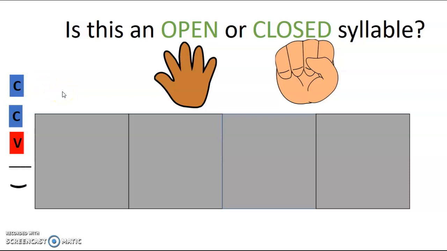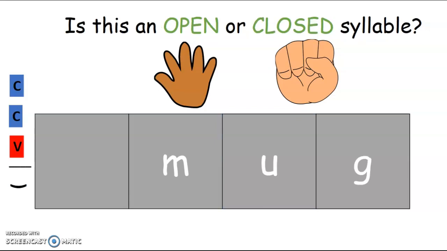Mug. So the first thing we need to do is write down the phonemes, or the sounds we hear in the word mug. And here you can see I've already done that. So I have the word mug written down right here.